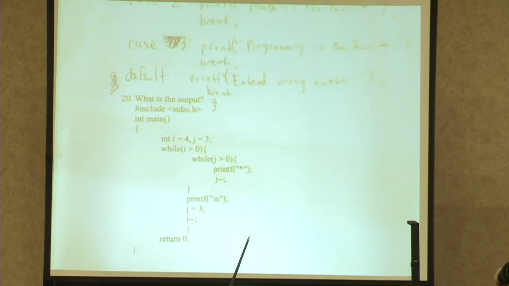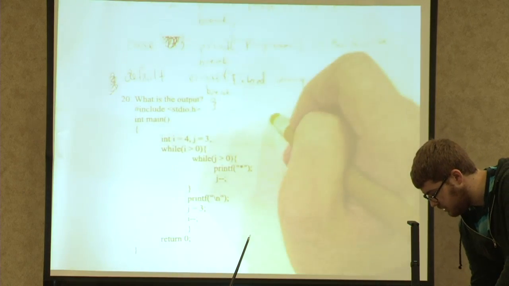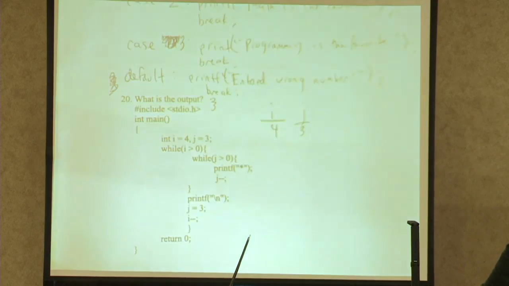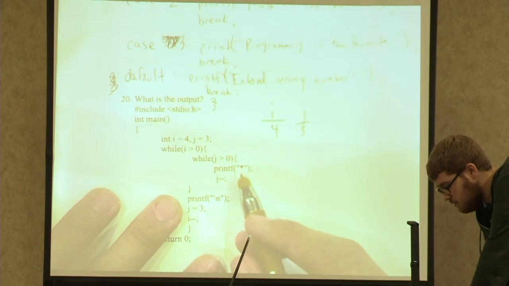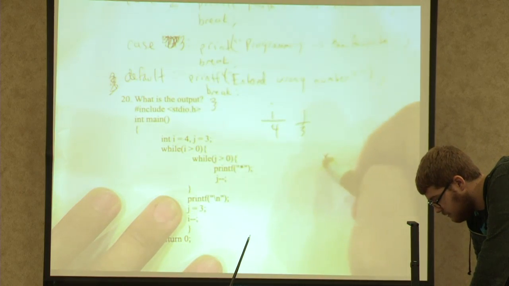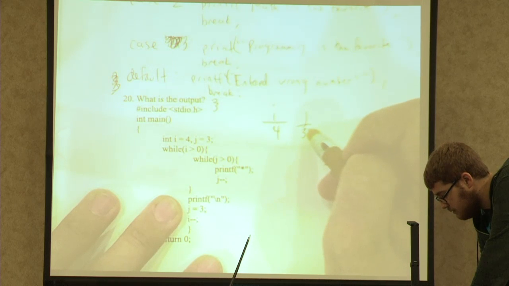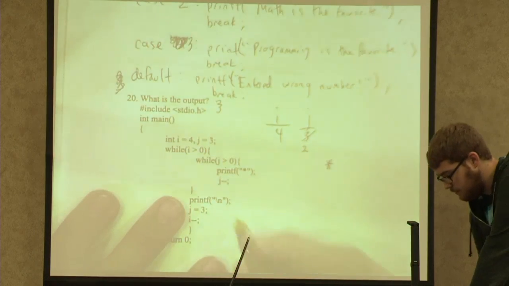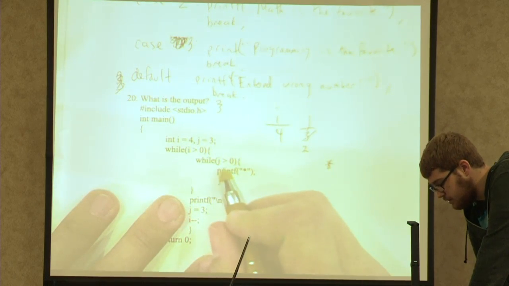Okay, the next one, what is the output? We have i equals 4 and j equals 3. So usually how I start my programs, I just write them down. i equals 4, j equals 3. While j is greater than 0, print out a star. Then you're going to do j minus 1. So we're going to be in this loop right now. We're going to do one printf of the star, then j minus 1. So I'm just going to cross it out and put down 2. Then we're going to go back into the loop while j is greater than 0.